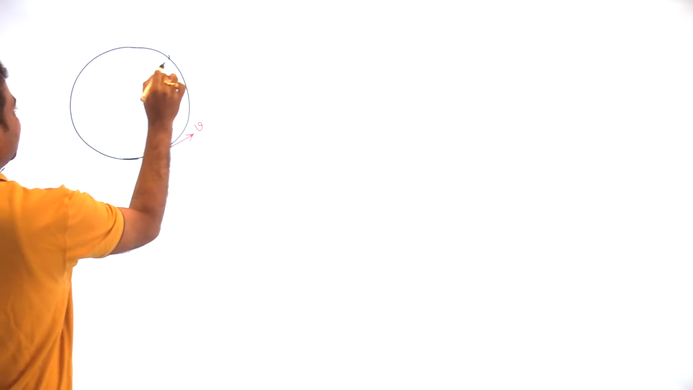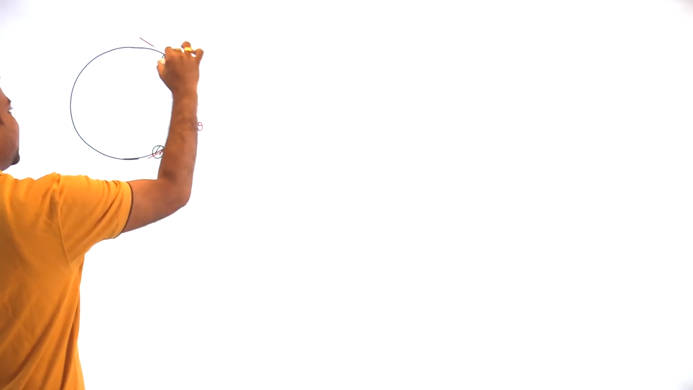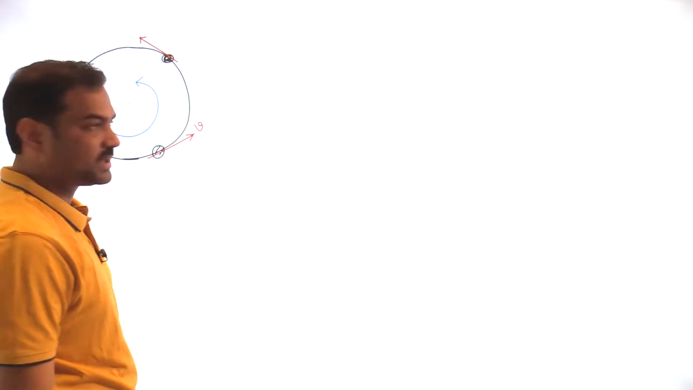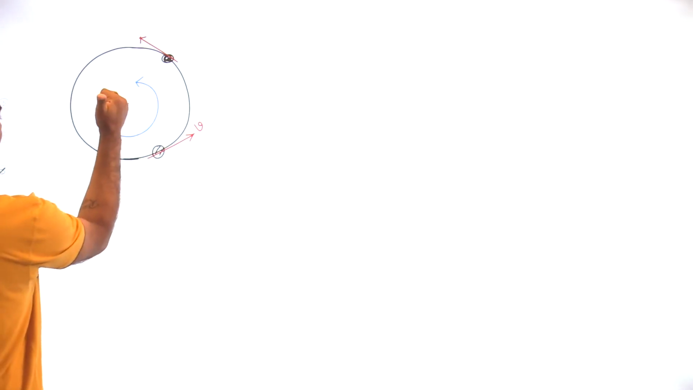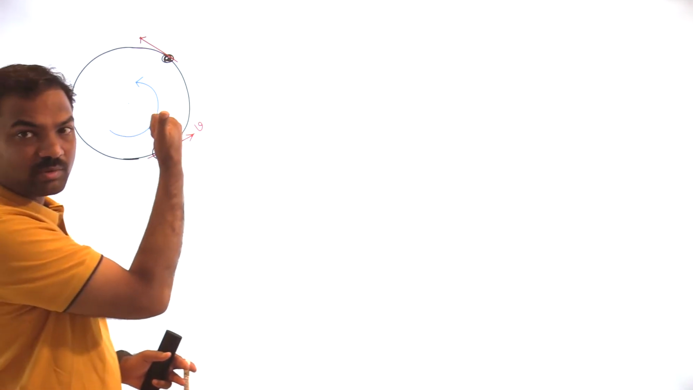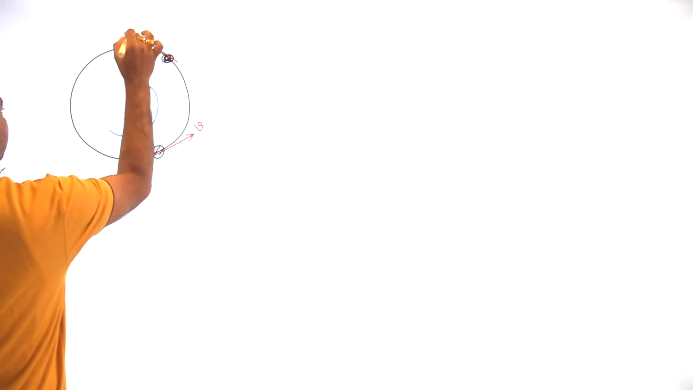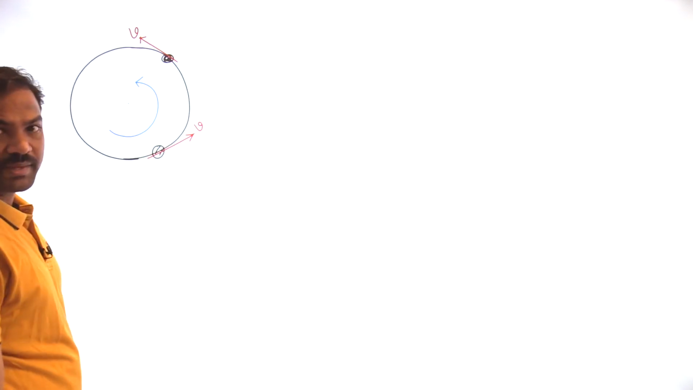If the particle goes to here, what is the velocity direction? The velocity direction would be tangential. How is the particle rotating? Let us say in the anti-clockwise sense. Then what is the omega direction? The omega direction will be out of the board. Think about the omega direction also. The velocity's direction is always tangential. So this is the speed, the magnitude.